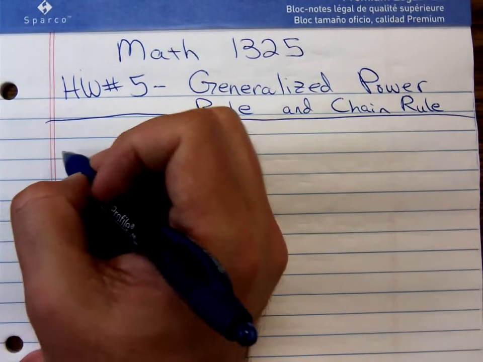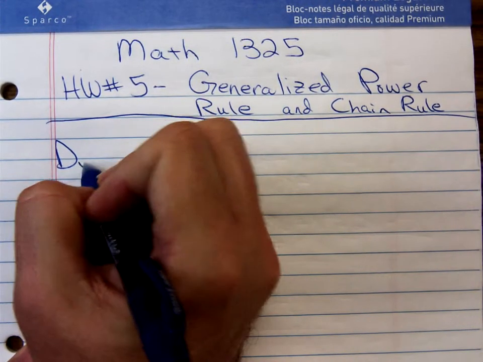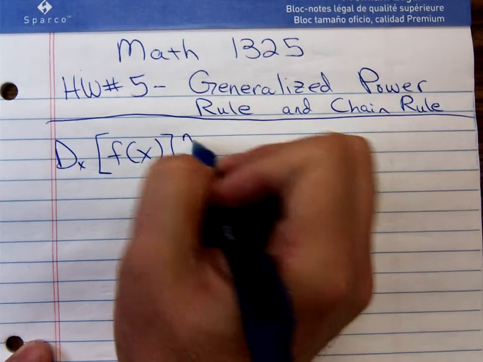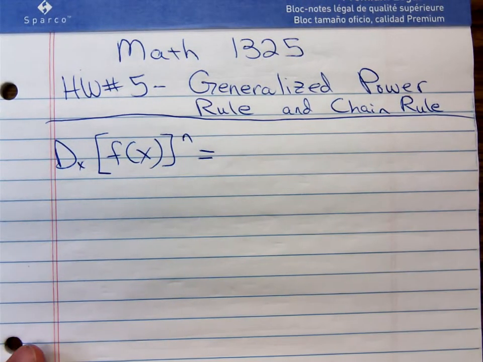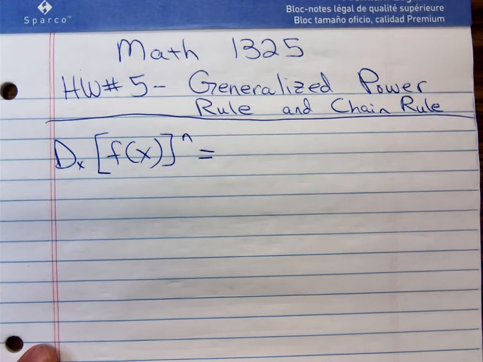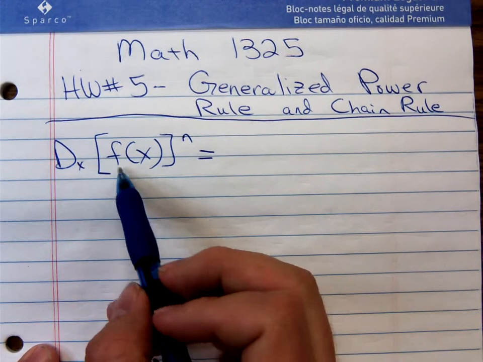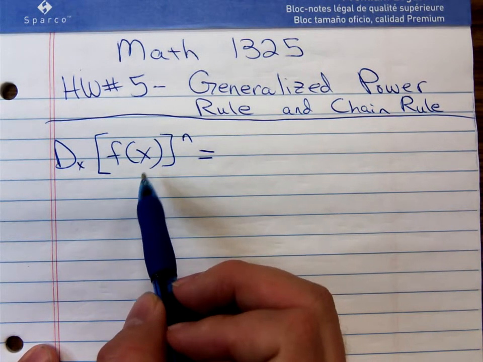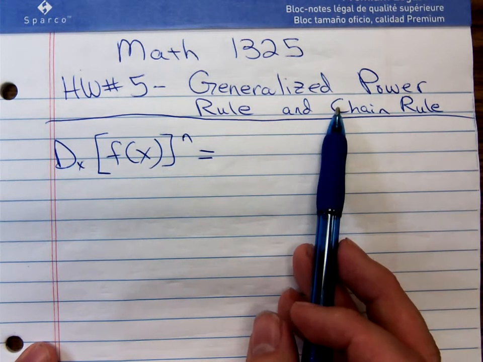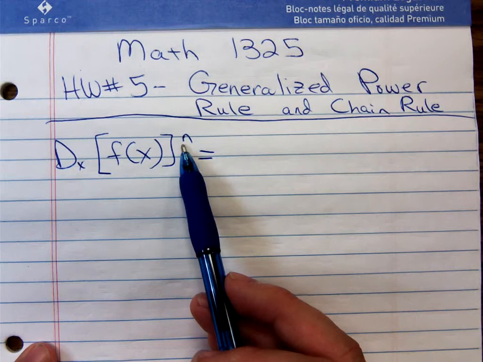We said that if you wanted to differentiate some function of x raised to a power. Up until now, all we could differentiate was just a variable to a power, not a quantity raised to a power. If you have some function of x, some quantity raised to a power, that's where we use the generalized power rule. The generalized power rule says that you differentiate the outer function first.